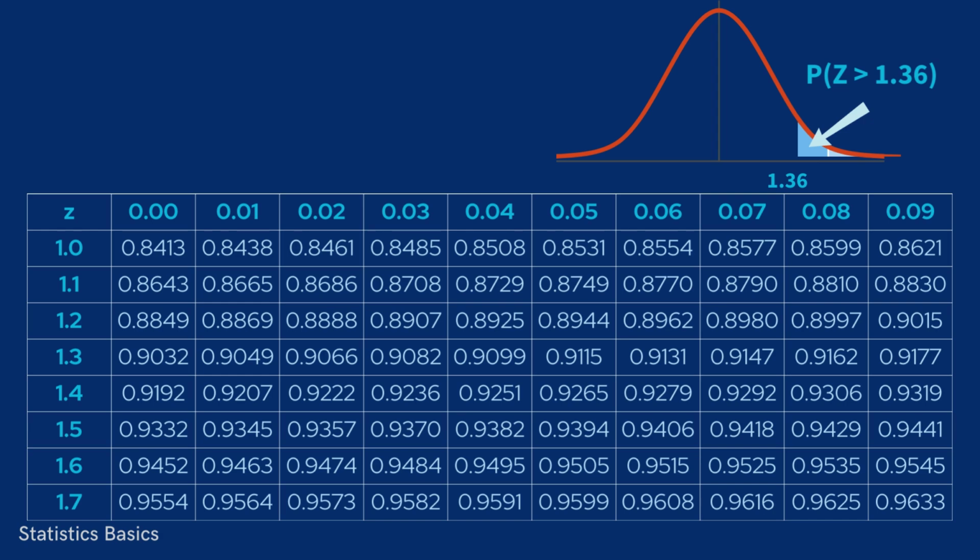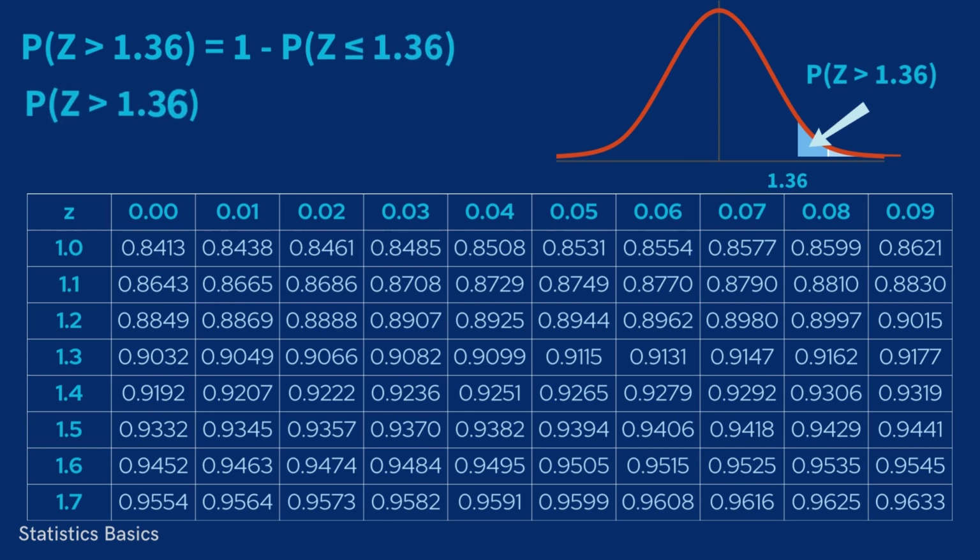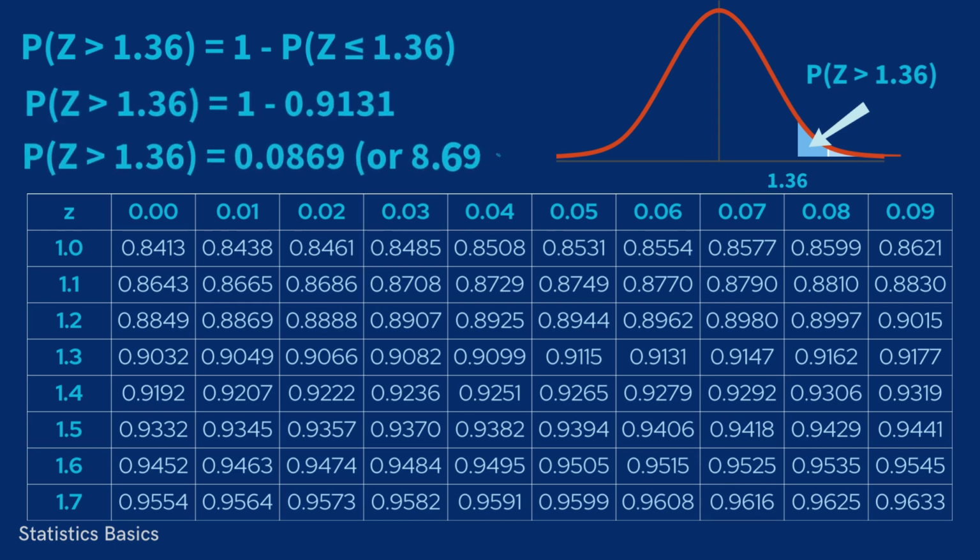Now, suppose you want to find the probability of exceeding 1.36 in a standard normal distribution. This represents a right tail probability, or the area under the curve to the right of 1.36. To find this, you can use the left tail probability we just calculated and then simply subtract it from 1. In this case, the right tail probability is approximately 0.0869 or 8.69%.